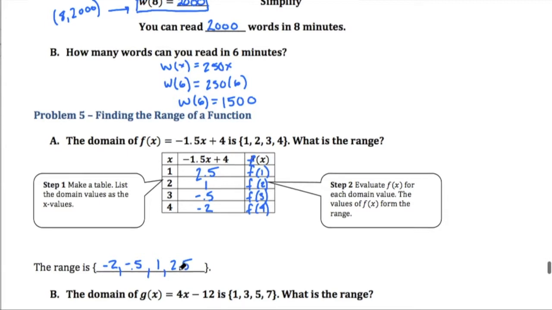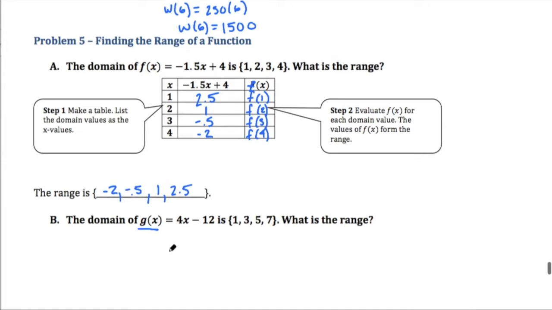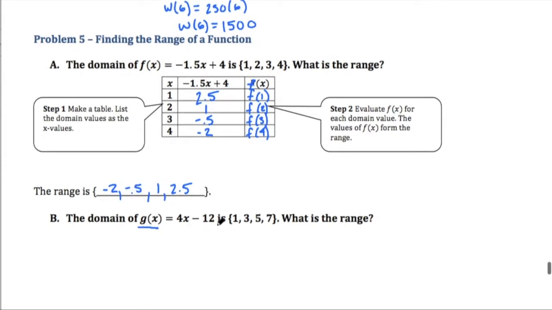Let's do one more together. So it says the domain, and look, this time we've called it g of x. So whatever letter is in front is the name of the function. We can use really any letter we'd like. We typically do see F, G, and H. Those just happen to be mathematicians' favorite letters for functions. Okay, so g of x is equal to 4x minus 12, and its domain is 1, 3, 5, and 7. So let's go ahead and find the range.